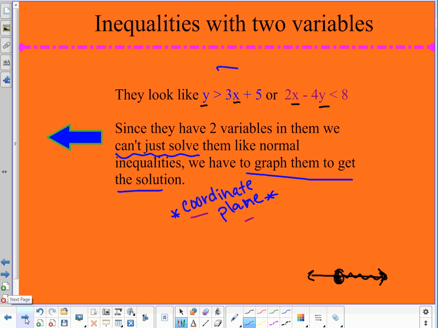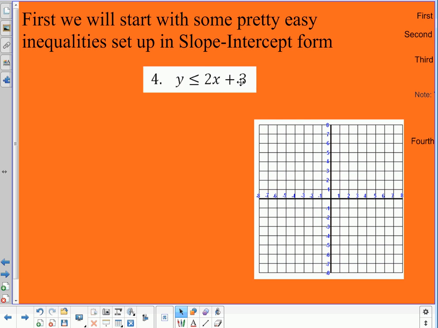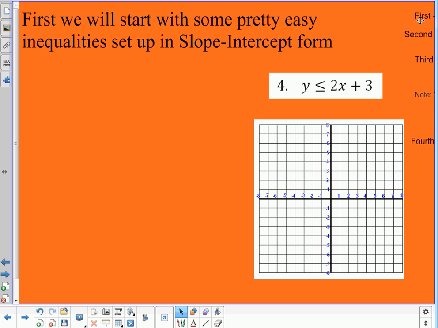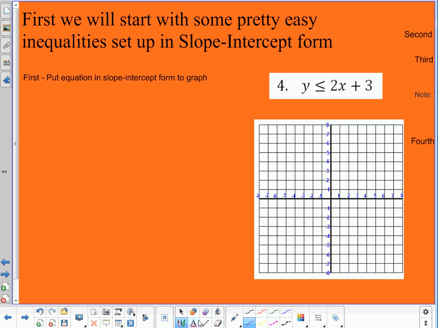So let's take a look at our steps. The first step that we're going to do when we look at graphing an inequality is I need to put the equation in slope-intercept form. In other words, that means get y by itself.